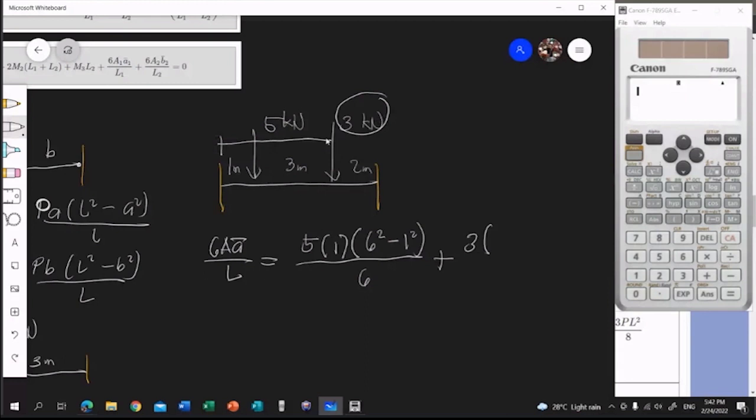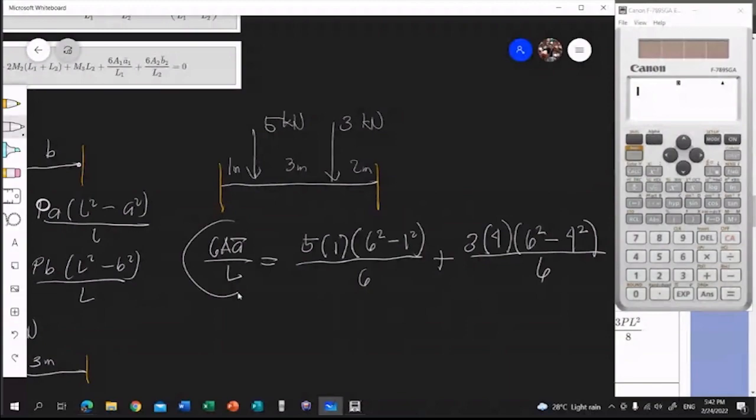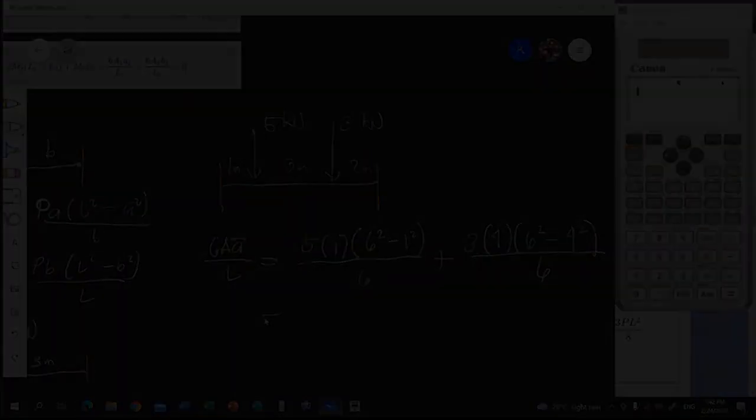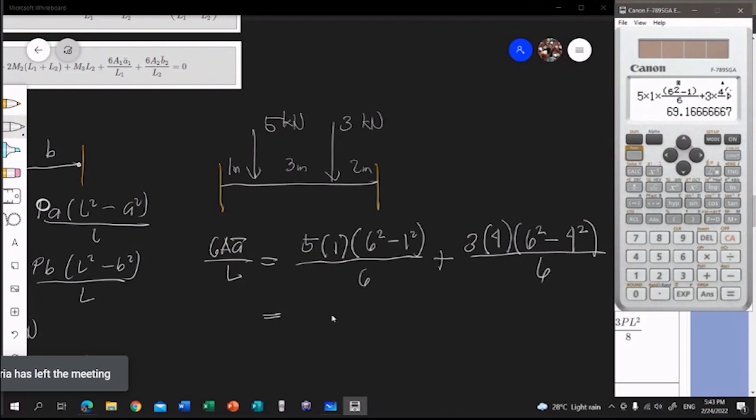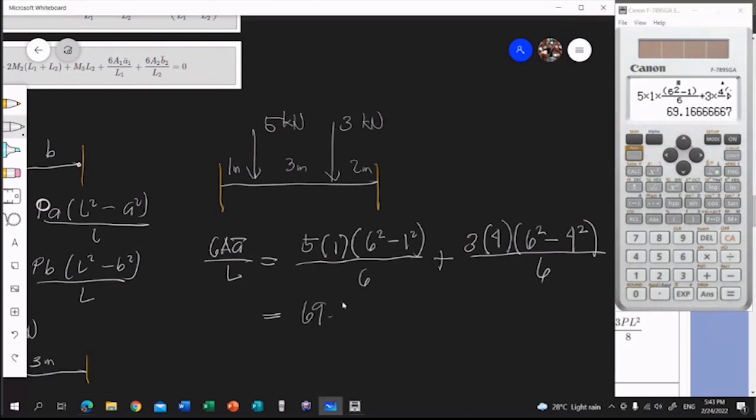Now this time, the A for 3 is 4, this distance. So we put here 3 times 4 times 6, not 5, 6 squared minus 4 squared all over 6. Did you get the pattern? Yes, sir. If there are many forces, what you need to do is just add them, each 6AA bar over L. Current result: 69.167.